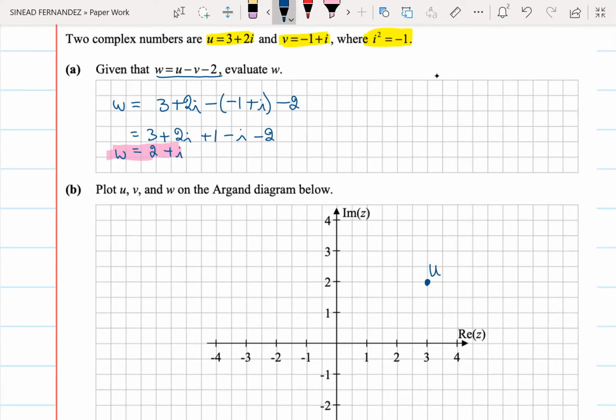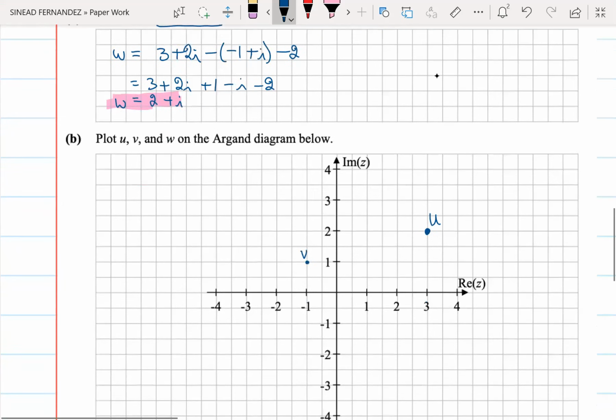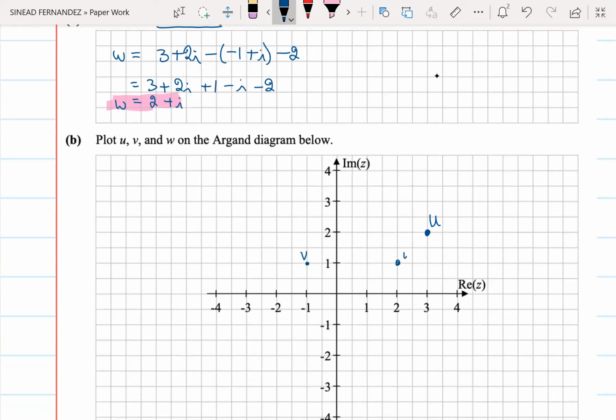v is -1, so -1 here, plus 1i. So that's 1i. And that means here, that's where v is. Even if you didn't get part 1 right, you can still put u and v on the diagram here, and you get marks for that. And w is 2 plus 1i. So 2 plus 1i is w.